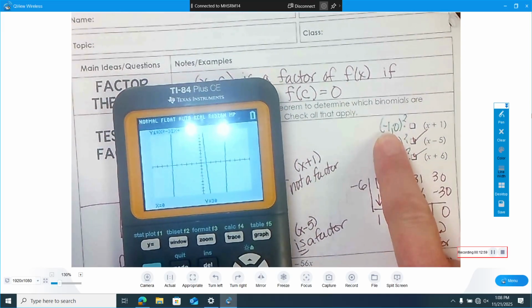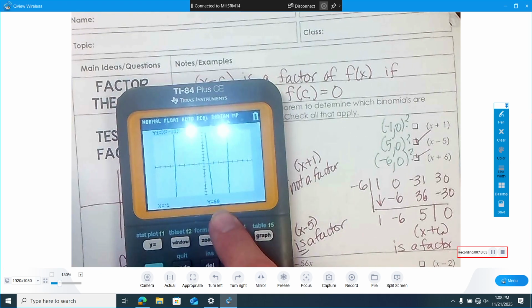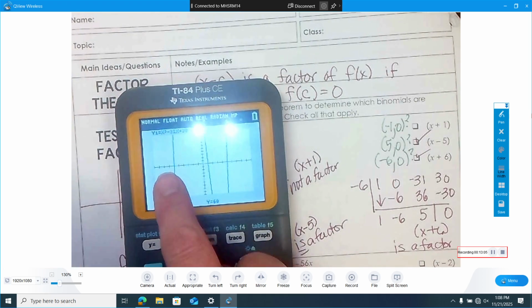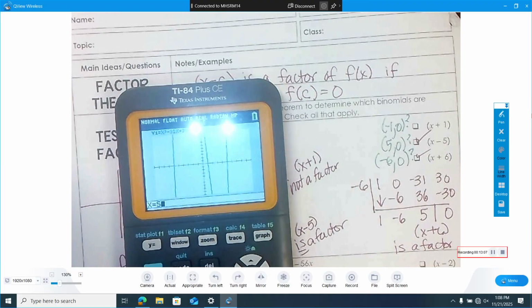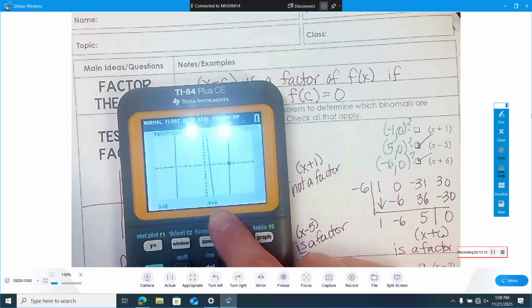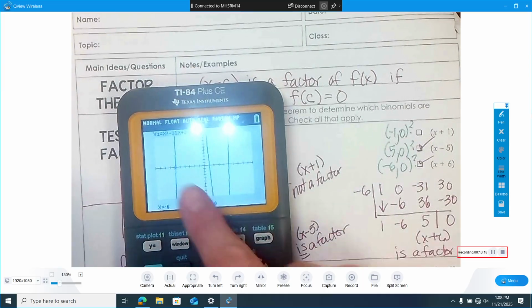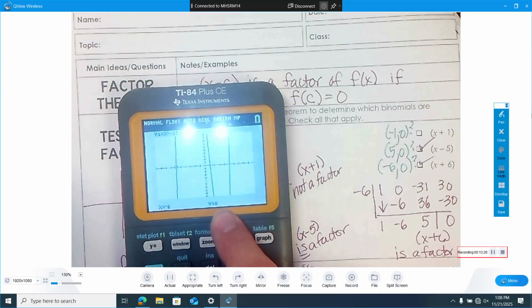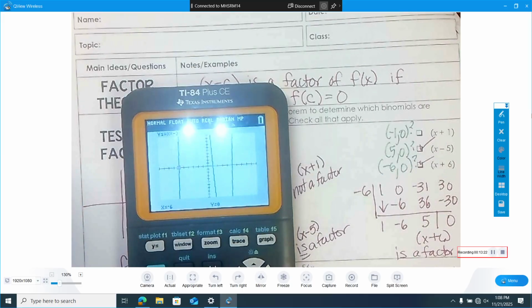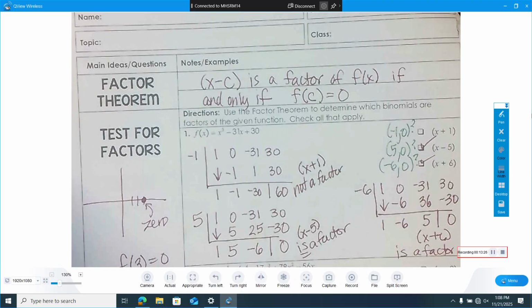And just typing in the x value, -1, I get 60. Clearly not an x-intercept, clearly not a 0. If I plug in a 5, there it is, I get a 0. That means x minus 5 is definitely a factor. And of course, if I plug in -6, there it is, we get a 0. So we can do a lot of this stuff graphically as well, but I wanted you to know that that is an option.